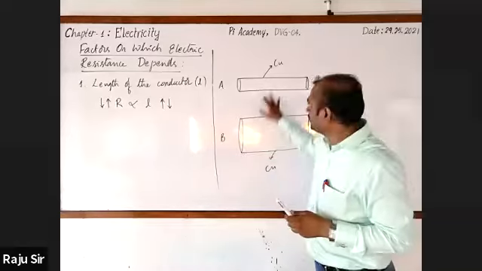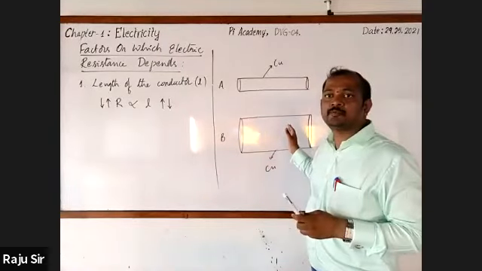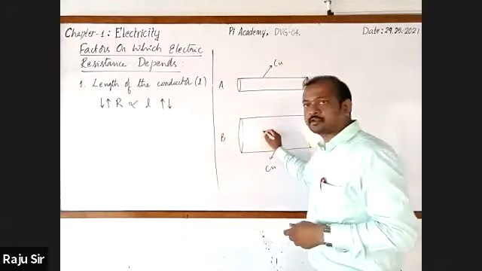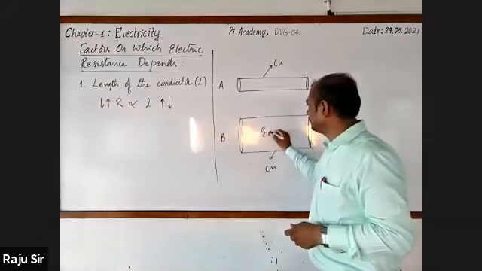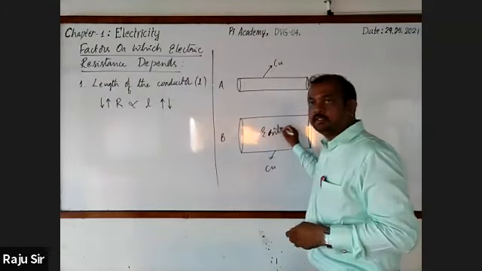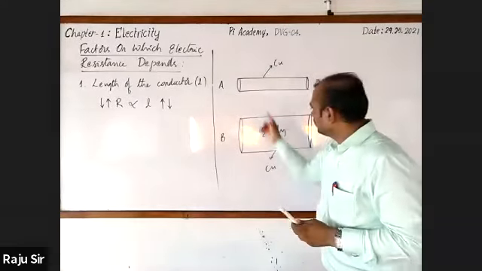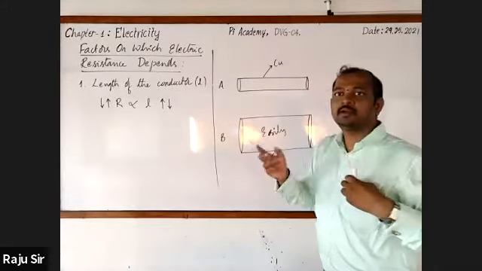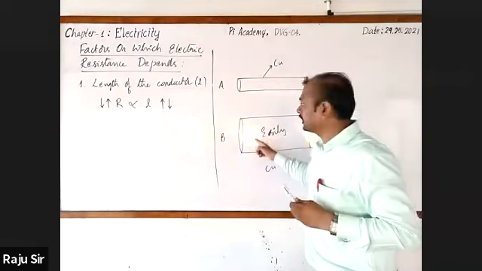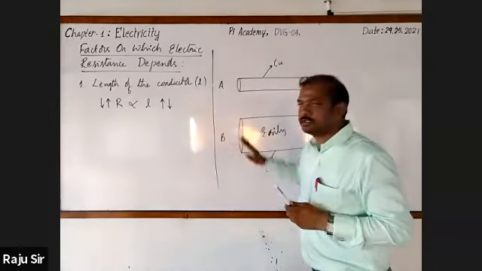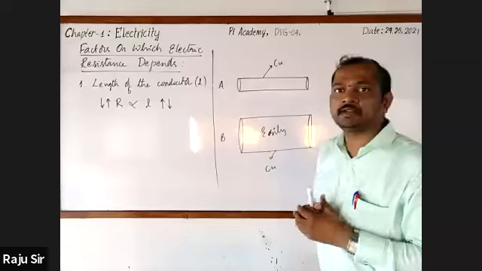If so, in which of these two conductors can electrons flow easily? First one or second? B. In B, electrons can flow easily. If so, what will be the resistance offered by these two conductors? In which of these two will offer low electric resistance? B.